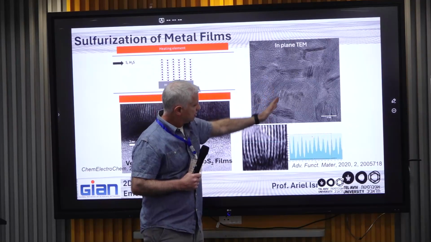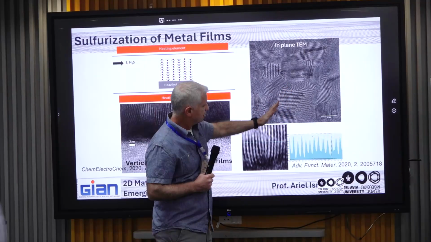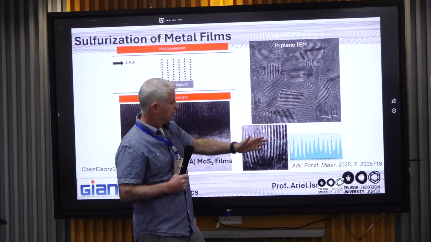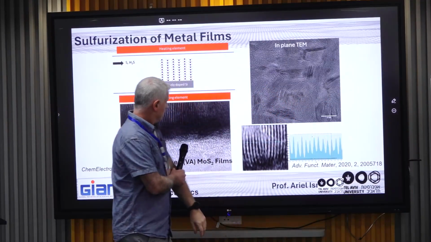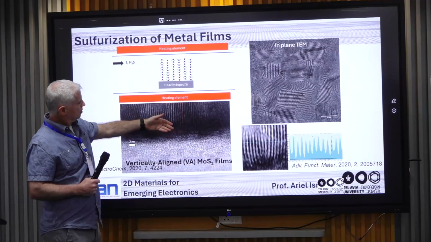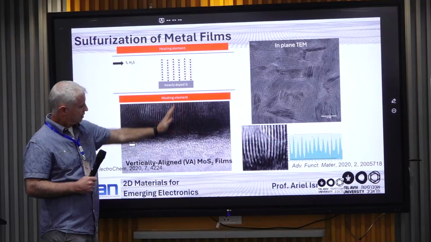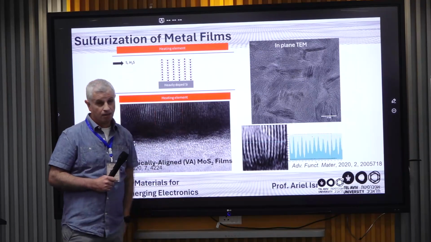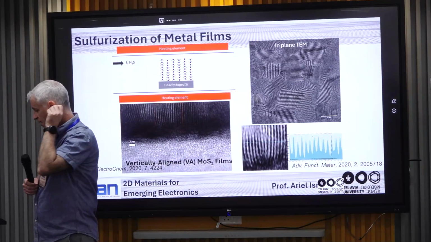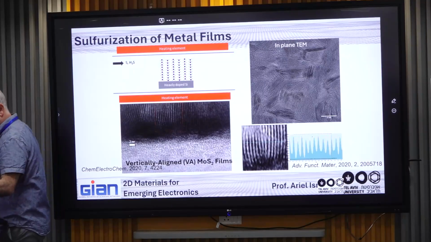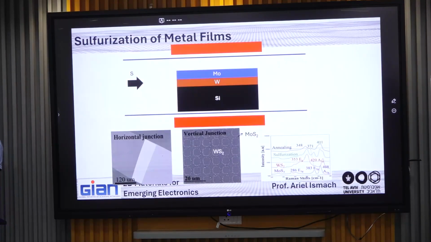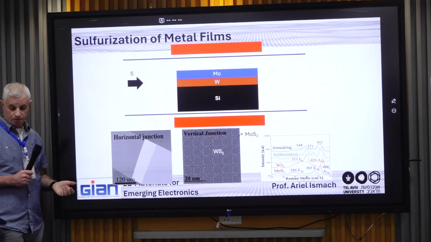So basically, you see all these lines are the standing layers, okay? But if you take a cross section and you take a look again in the TEM, you will see again the standing layers on top of the silicon dioxide. Okay? And you can also do fairly easy heterostructures.